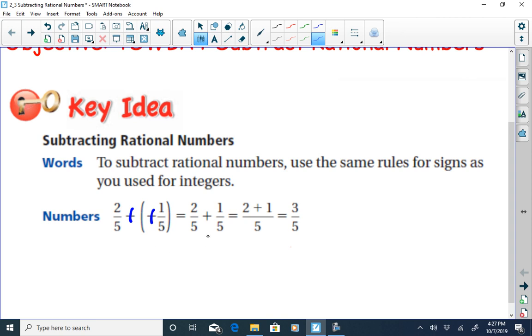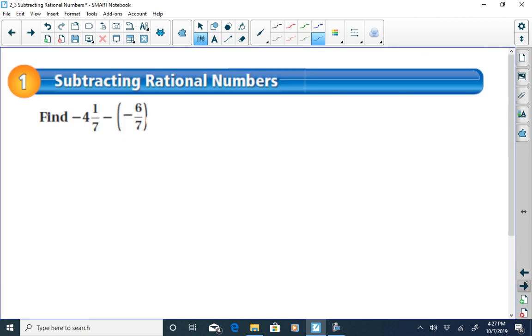And once we have the addition problem, we do it the same way we've been doing all of our other addition problems: common denominator, add or subtract the numerators, and we have our answer. All right? So let's take a look at our first example. We have -4 1/7, and we want to take away -6/7. First thing we want to do is use that additive inverse. When I use the additive inverse, we must do two things. We add the opposite. We change the subtraction sign to an addition sign, and we change the number that follows to its opposite.